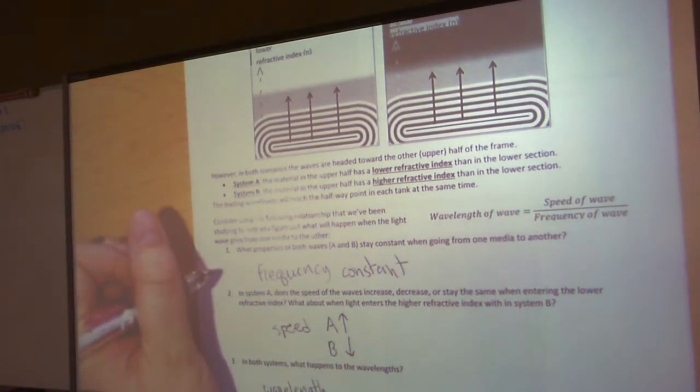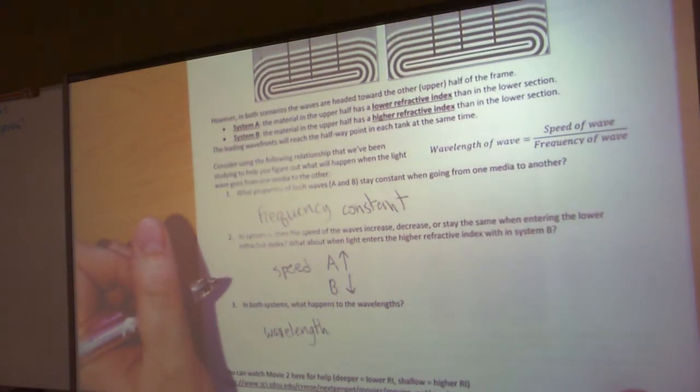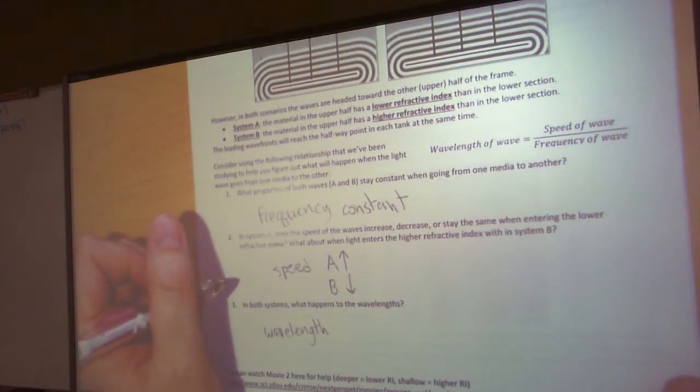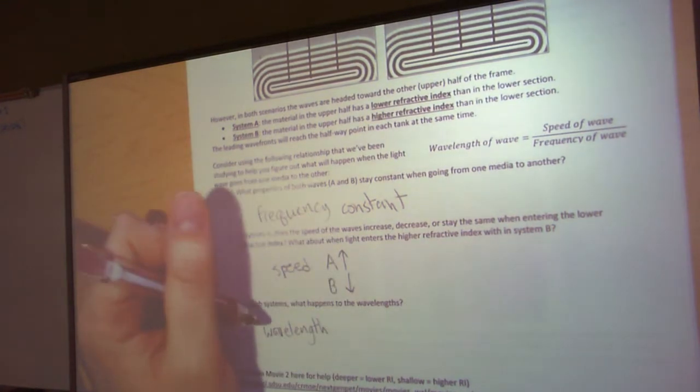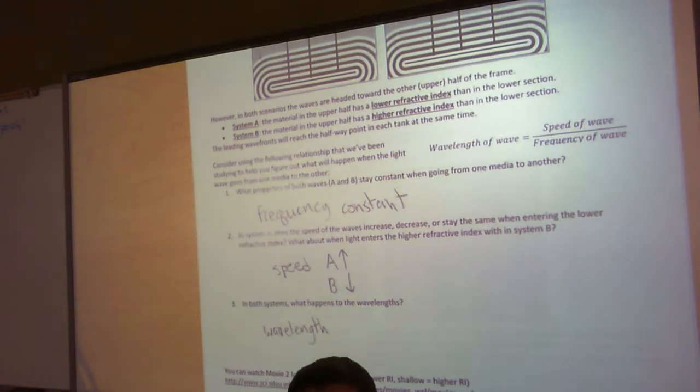How's the wavelength going to change accordingly? It's going to do the same. It's going to increase in the lower refractive index. The frequency is constant, and the wavelength would change, would it? If the frequency is constant and the speed increases.